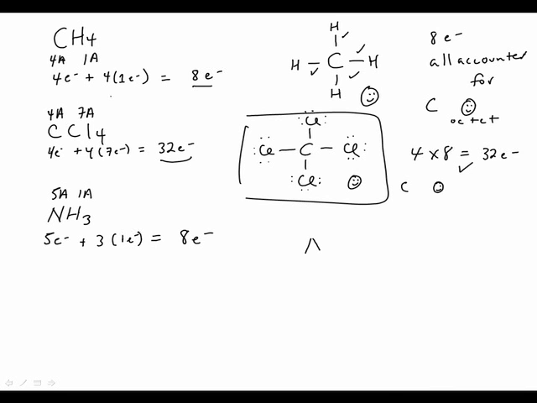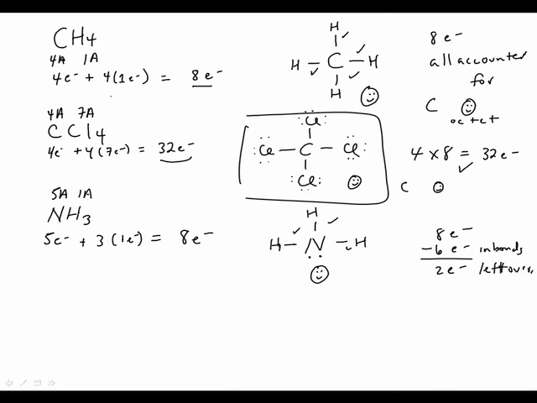Nitrogen in the middle, hydrogen, and single bonds, and hydrogen can only hold 2. So how many have I used up? 2, 4, 6. I started with 8 electrons. I have placed 6 electrons in bonds, and I end up with 2 electrons left over. According to our rules, we're going to put that on the central atom. And that's hunky-dory because now my nitrogen has an octet.